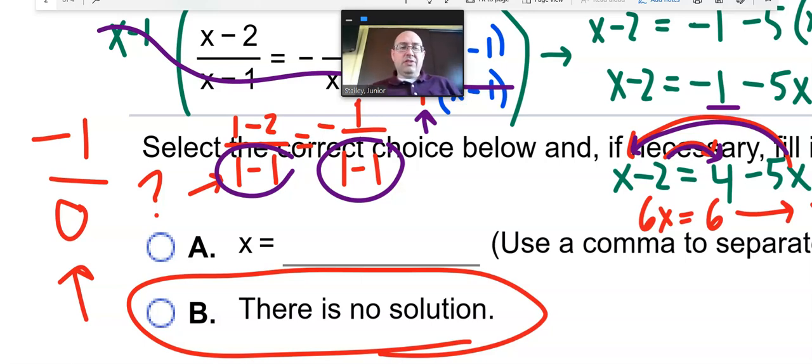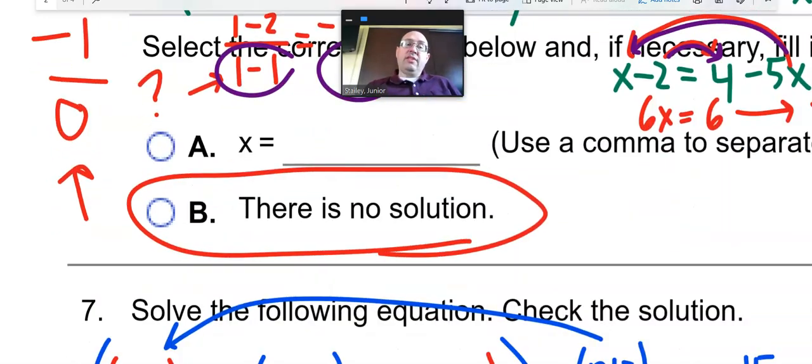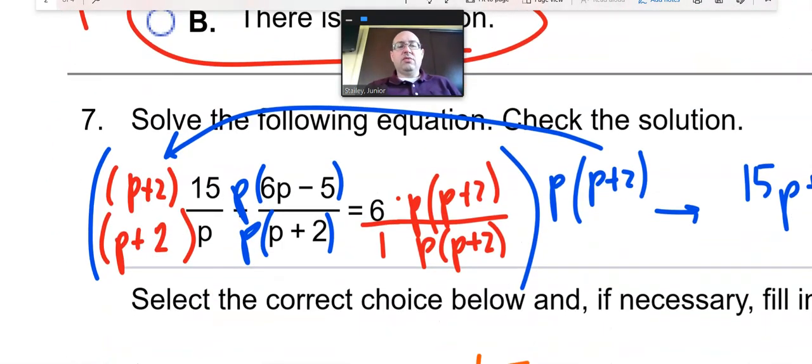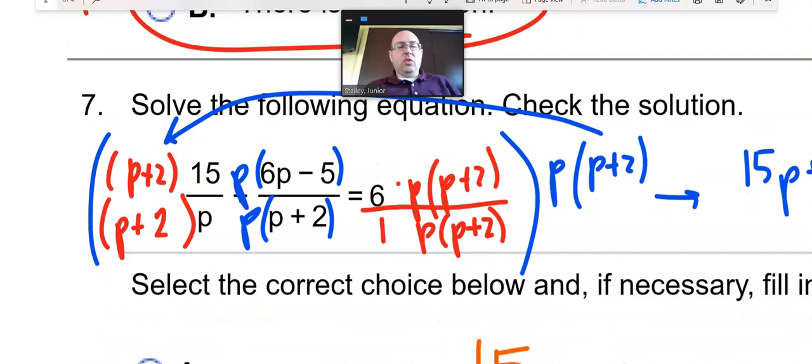So, there's no answer to this question. The only possible answer we found did not make the equation true. No solution. Don't waste your time once you realize that. No solution. Circle it and move on. Question 7. So you notice that this one had a little bit more work involved.